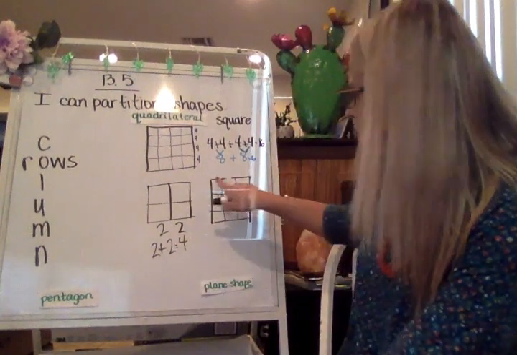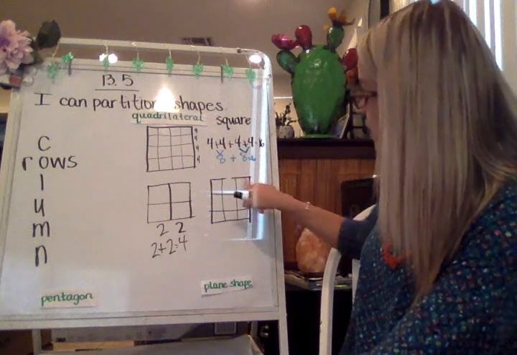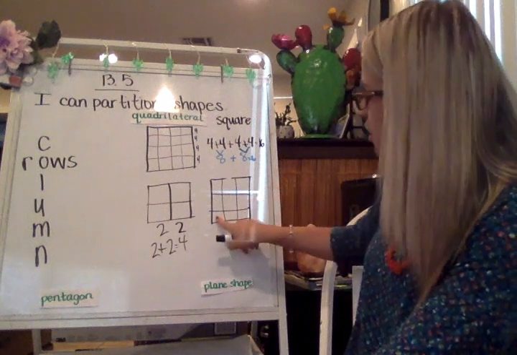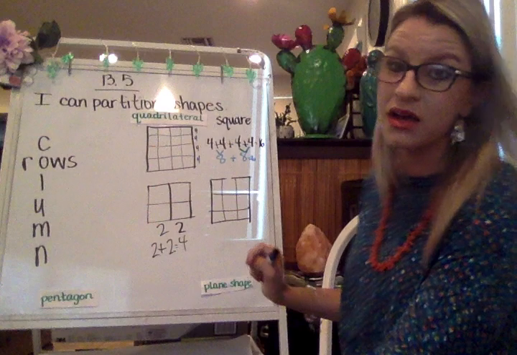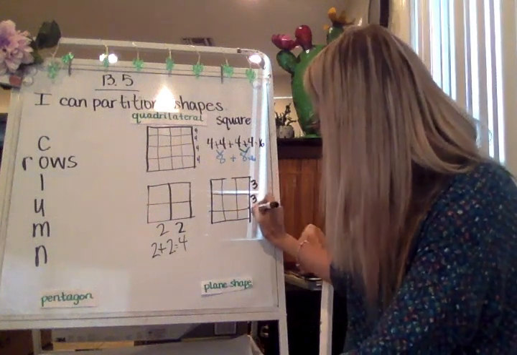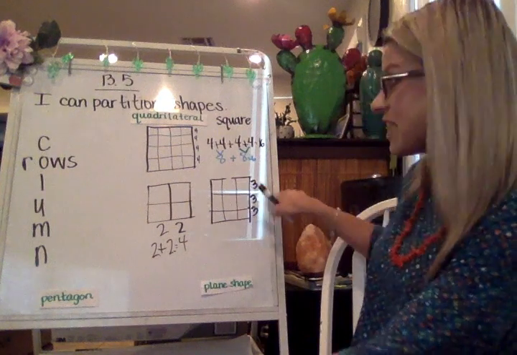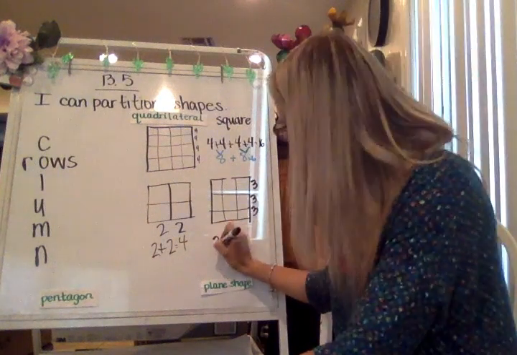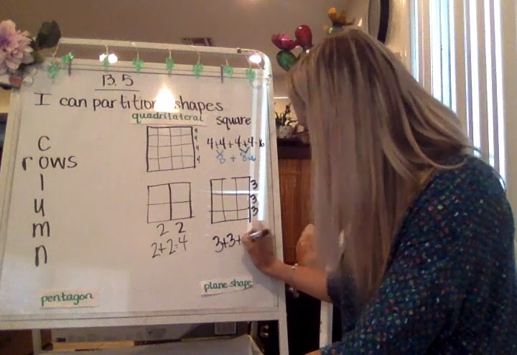If I'm looking at this one, 1, 2, 3, 3 are in each of these rows, and there are a total of 1, 2, 3 columns in this shape. So if I'm writing the number, I would put 3. This tells me at the end of each row that there are 3. So 3 + 3 + 3.